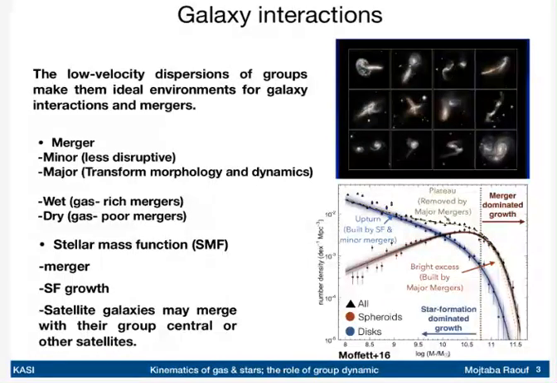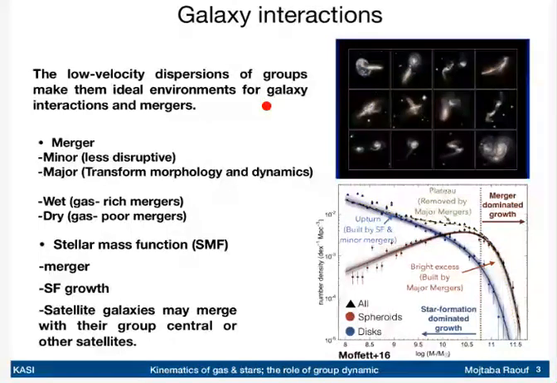The next thing is galaxy interaction. The slide is loading slowly, I don't know why. We know that the low velocity dispersion of the groups provides an ideal environment for galaxy interactions and mergers. Let me stop sharing. Okay, maybe it's better.